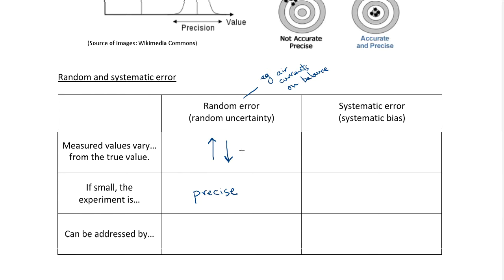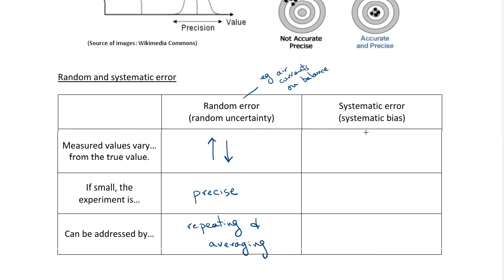Now, because the values scatter both upwards and downwards, we can address random uncertainty by repeating our observations, repeating our experiment, and then averaging the results. That works because, on average, the values that are too big should cancel out with the values that are too small when we do the average. So that's why we repeat our trials and average them to deal with random uncertainty.